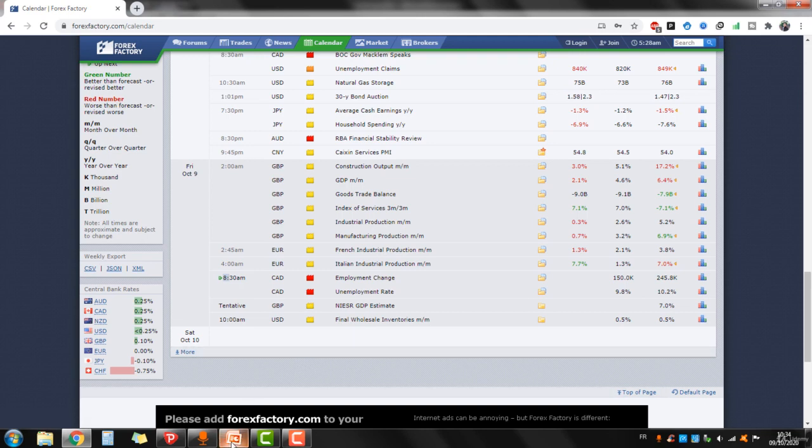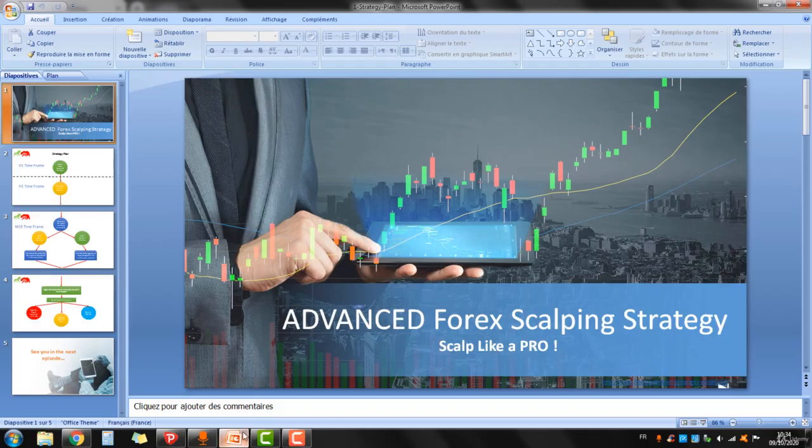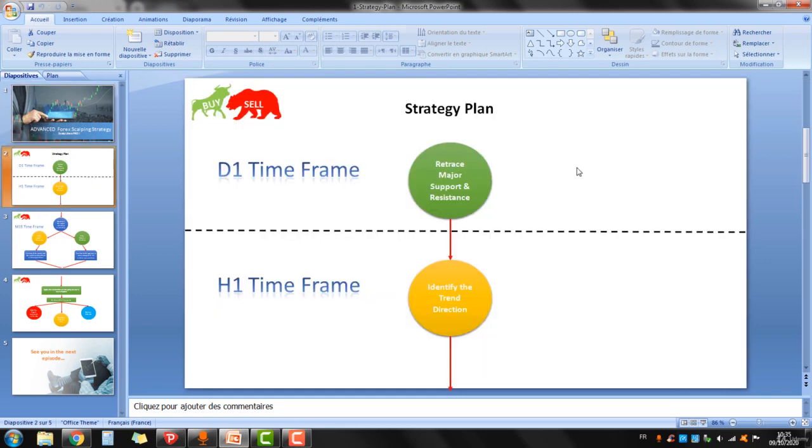The second thing that you have to do, so let me set here the strategy plan that we can go step by step. So the first step here, we have to go to the daily time frame to retrace major support and resistance.